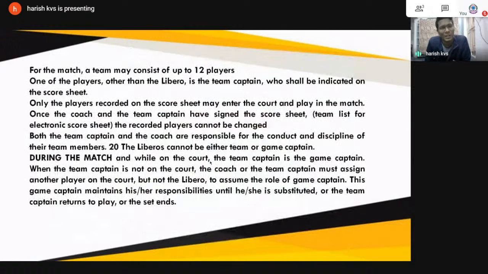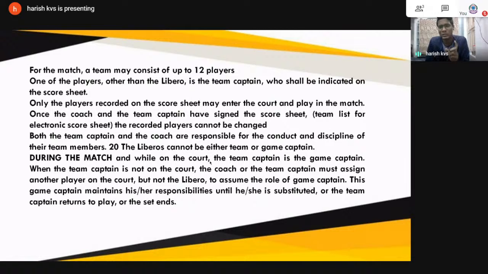Let us see the aspects of a match and of a volleyball team that should be there to start a match. For a match, a team may consist of up to 12 players. Of these 12 players, six are the active players on the court, and six stay on the bench and are termed substitutes. These substitutes can be substituted for the active players on the court by the coaching staff.